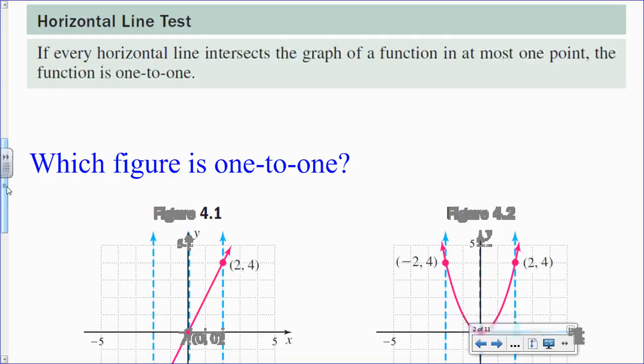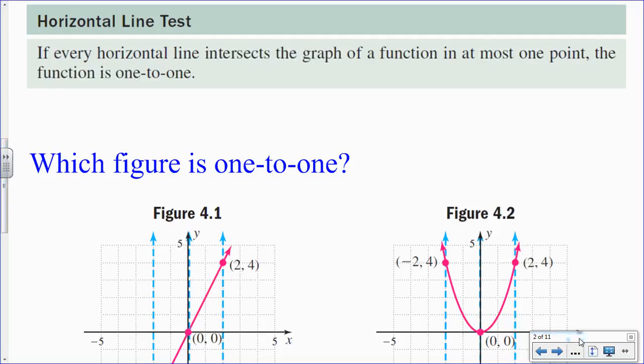So we'll look at these graphs and see which one is one-to-one. So we're already saying it's a function. So these are what we know are functions. We're looking at the red. The blue lines are just indicating an interval that we're looking at. So the red is what we're looking at, the graph of the red.